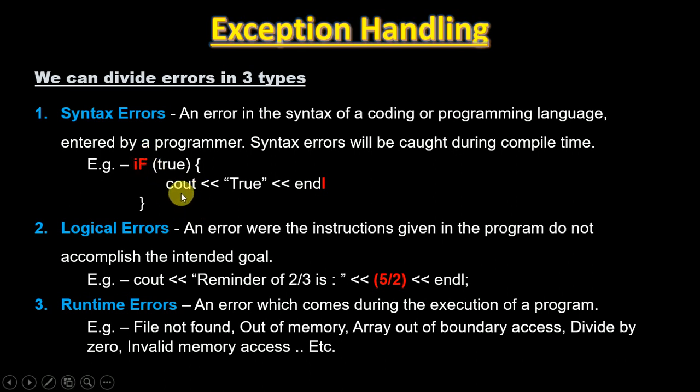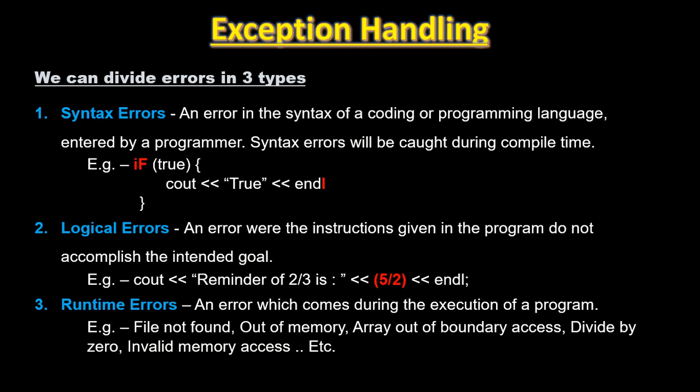Also you have something like cout true endl. After endl, every statement has to be terminated with a semicolon, right? But here the semicolon is missing. This is also a syntax error. Whatever syntax you are supposed to write, if you are not following the grammar of the programming language, that leads to a syntax error. And all these syntax errors can be caught during compile time. Your program won't compile at all if syntax errors are there.